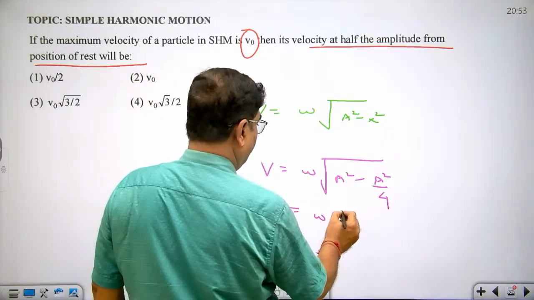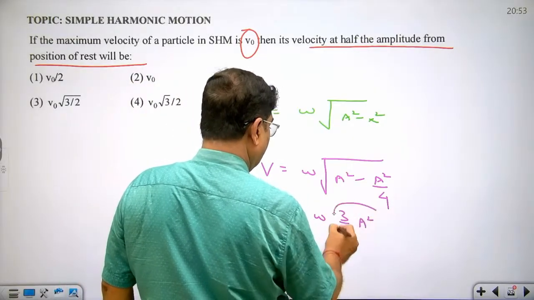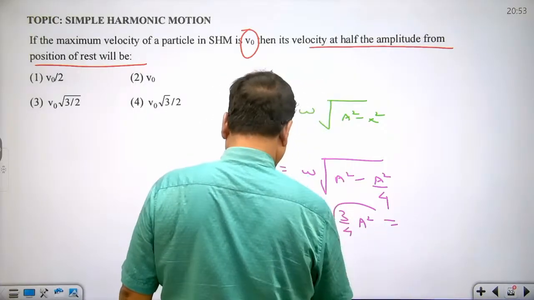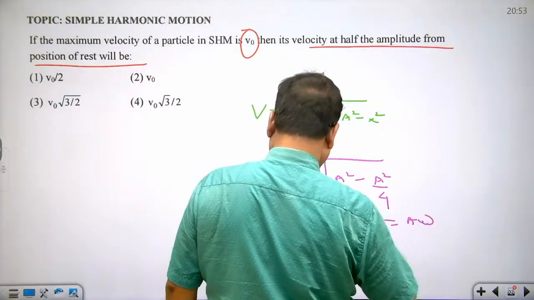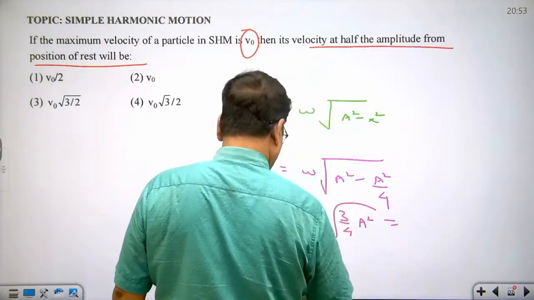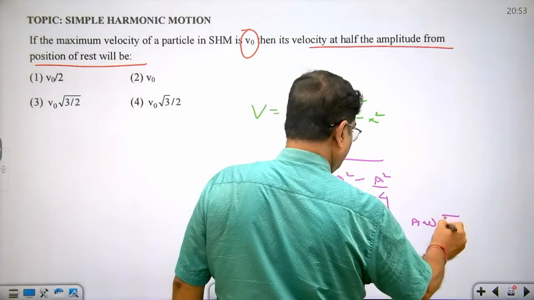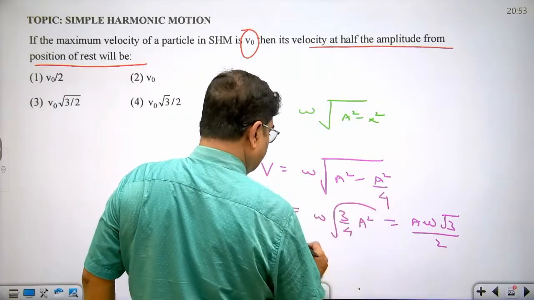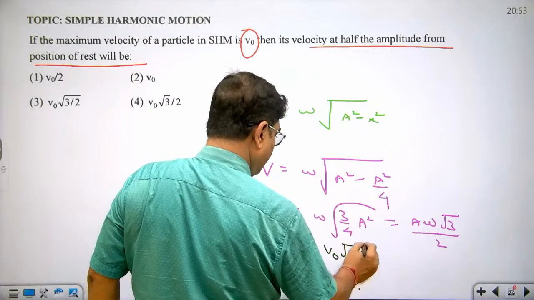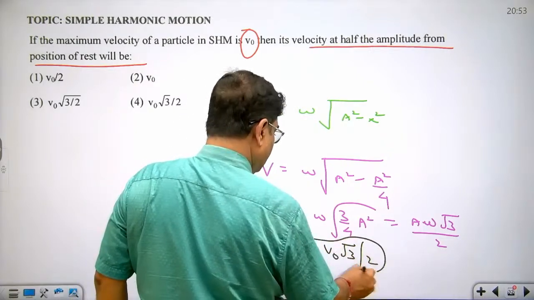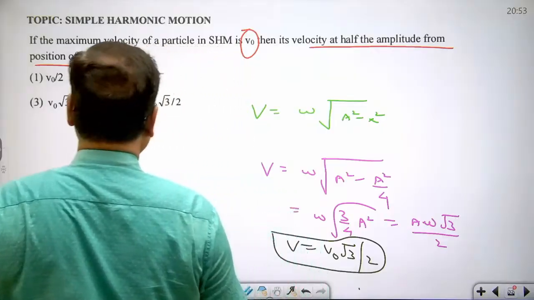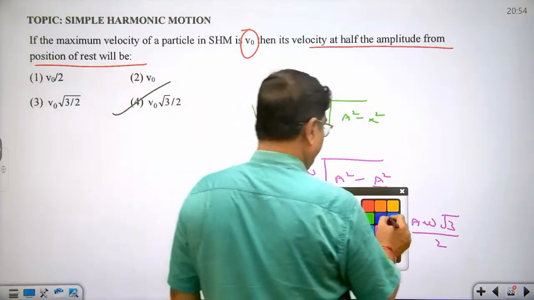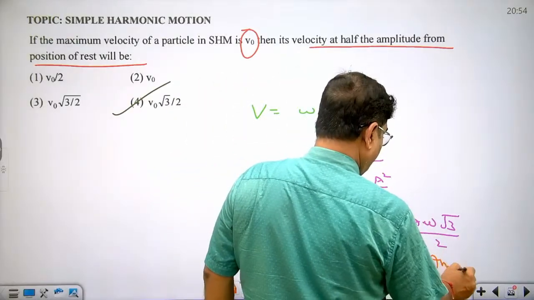So this is equal to omega root 3 by 4 A square. So you can write A omega root 3 upon 2. And A omega is V naught, that is the maximum velocity. So this is the answer to the question: V naught root 3 divided by 2. So dear student, out of 4 options, the correct answer is option 4.